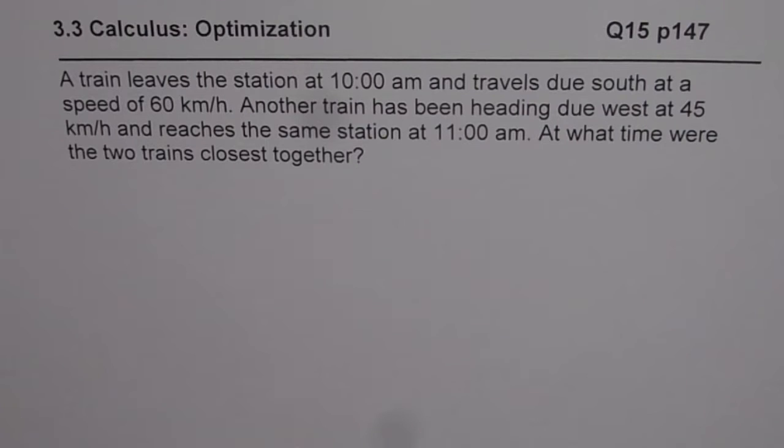The question is, a train leaves the station at 10 a.m. and travels due south at a speed of 60 km per hour. Another train has been heading due west at 45 km per hour and reaches the same station at 11 a.m. At what time were the two trains closest together?